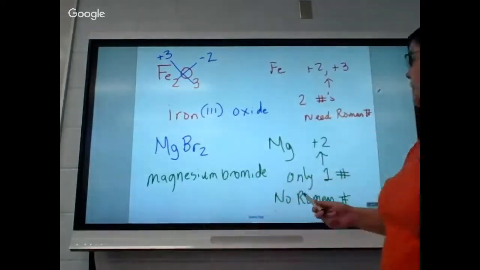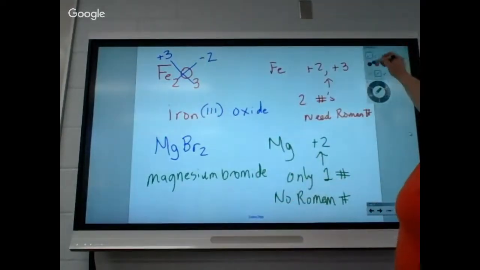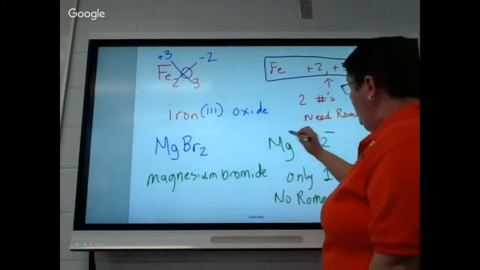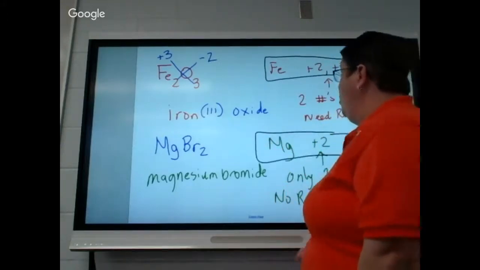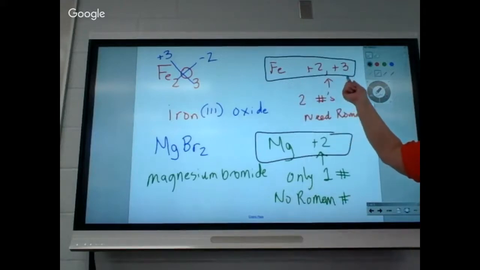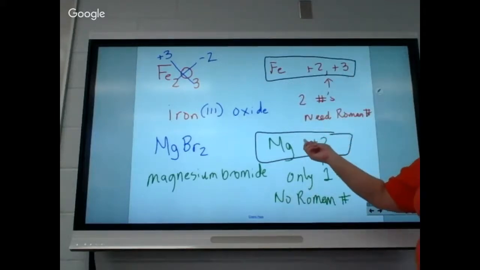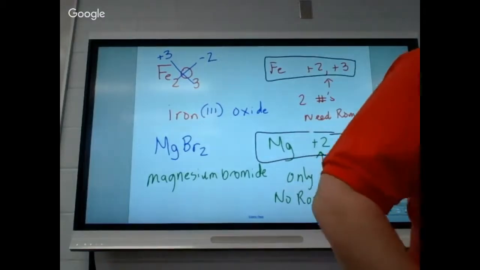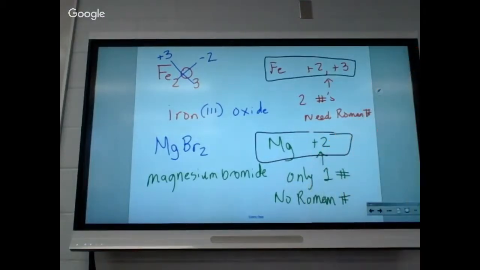Okay? So you're looking to see how many numbers are listed on the sheet. That's the important piece. So when you looked up iron, it had how many? It needed a Roman numeral. Magnesium had how many? 1. It does not get a Roman numeral. So you got your blue sheet handy? All right, let's just start at the top.